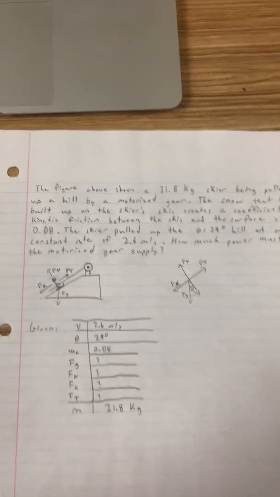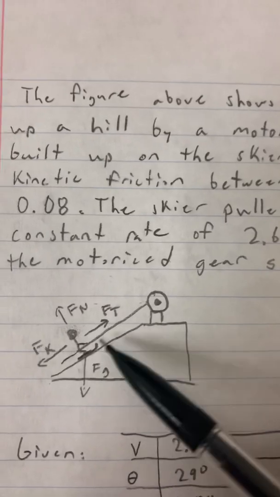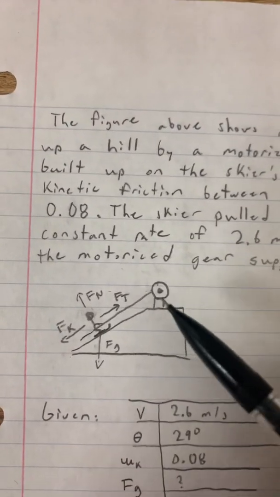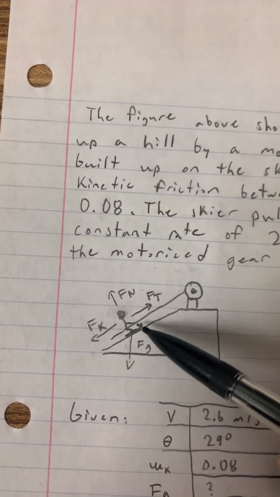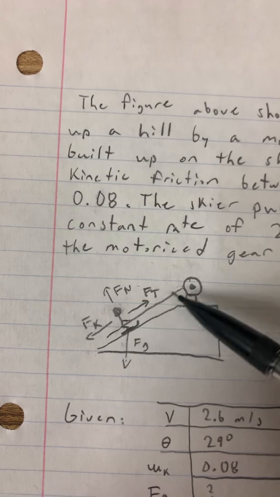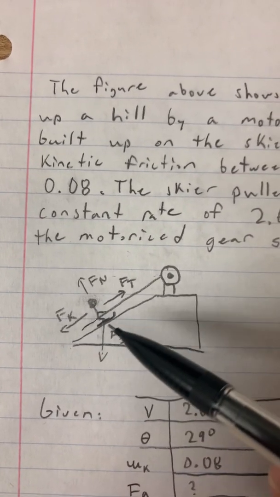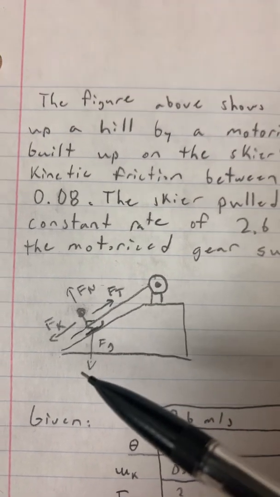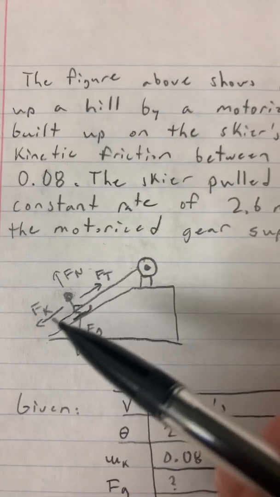Okay, so let's start off with a diagram. As you can see, the skier is being pulled up by the motorized gear, and we can find our forces from this. It would be Ft, the tension with which the motorized gear pulls the skier up; Fn, the normal force, which is always there, always pointing perpendicular to the surface; and Fg, which always points down. Then there is the kinetic friction between the snow and the skier, which points down the slope.